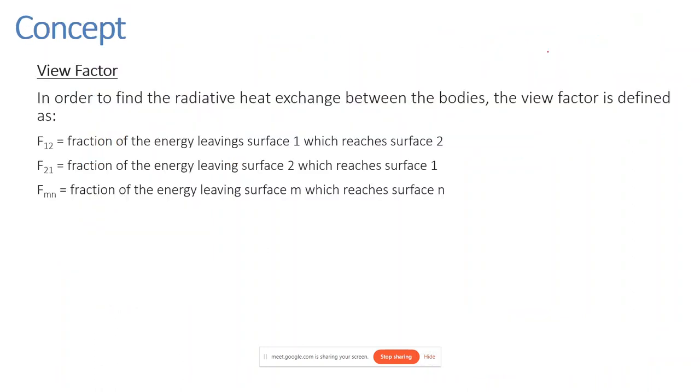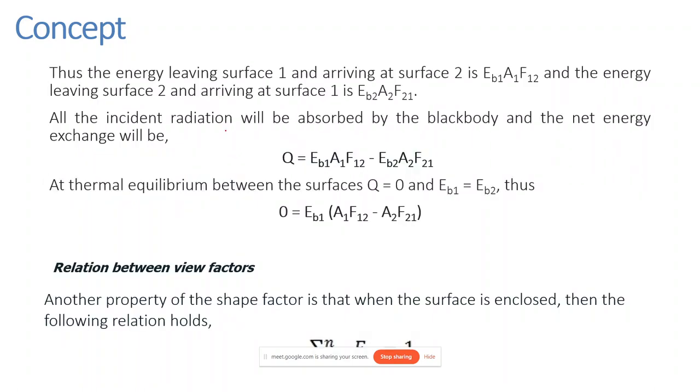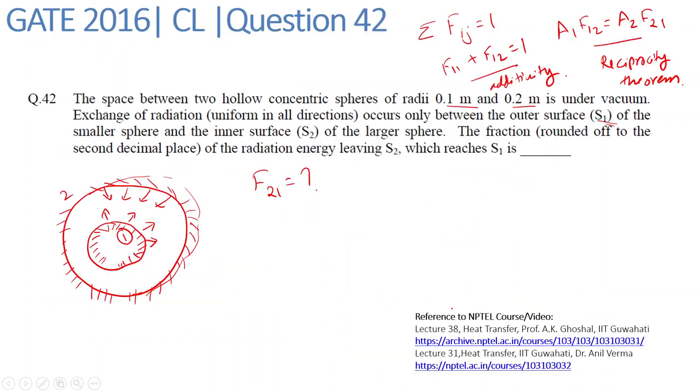So these are how these view factors are defined, as I already mentioned: F12 is defined as the fraction of energy leaving surface 1 which reaches surface 2, and F21 is defined vice versa. This is how we derive the reciprocity theorem, A1 F12 is equal to A2 F21, and here at the bottom we have the additivity rule. So we will be using these to solve our question.